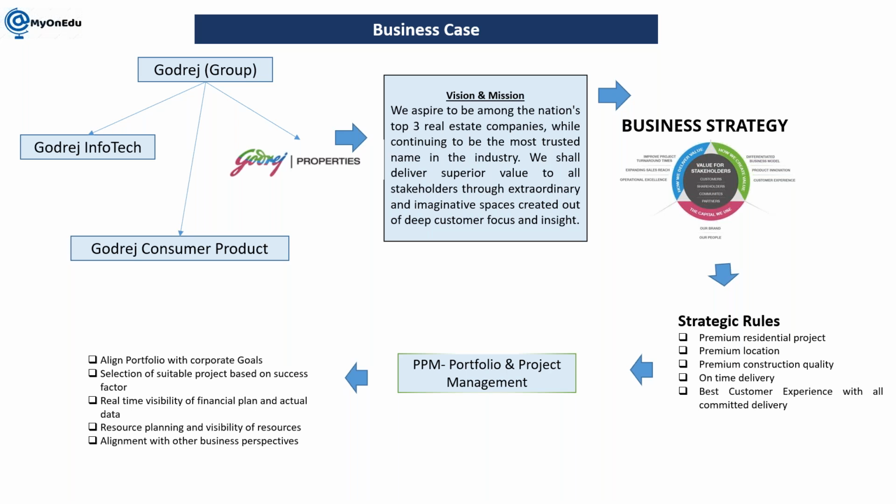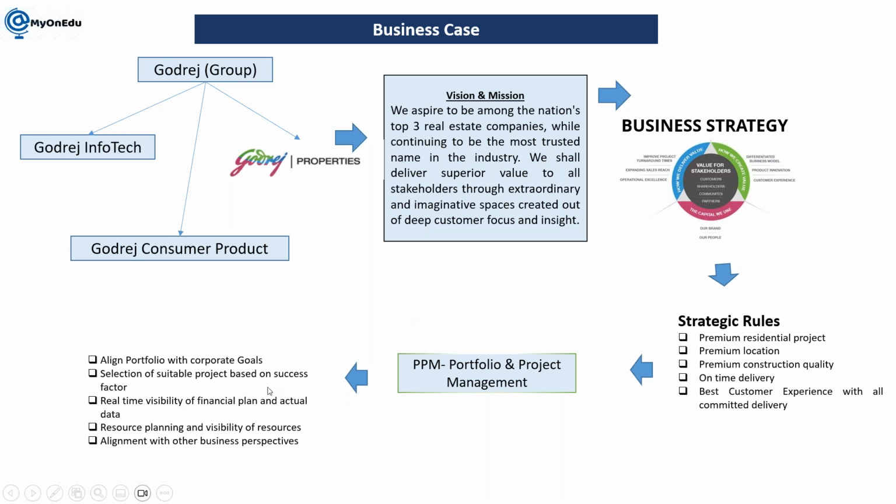Okay. So PPM is basically helping us to align with the corporate goal, and then selection of suitable projects based on the success factor. So by calculating these KPIs, we can select which project is good for us. And here we can do the planning and all.